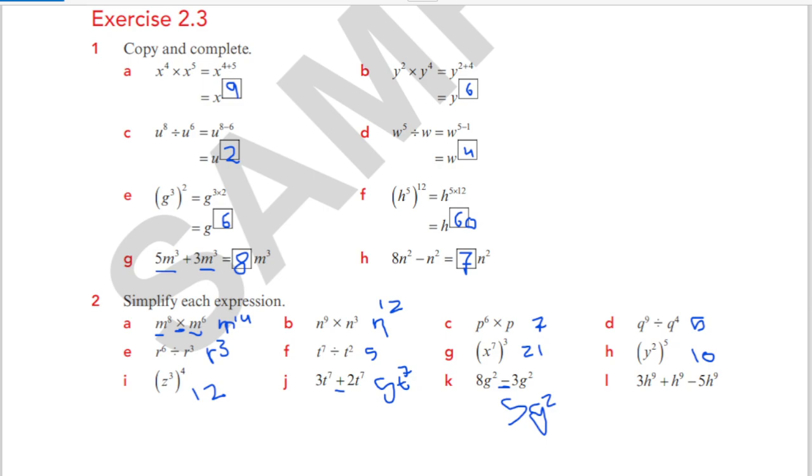In part L, 3, 8 and 5: 3 plus 1 will make 4h, and 4 minus 5 will be minus h power 9. This will be 4h power 9 minus h power 9. Whenever we have different signs, we subtract, and 4 minus 5 will be minus h power 9. So we are done with question number 2.